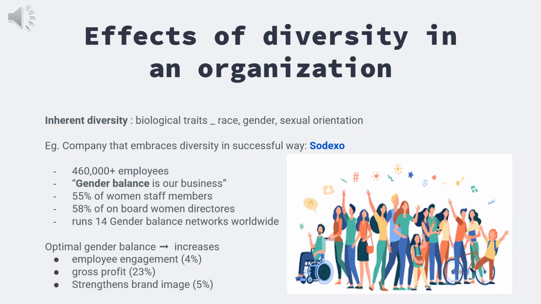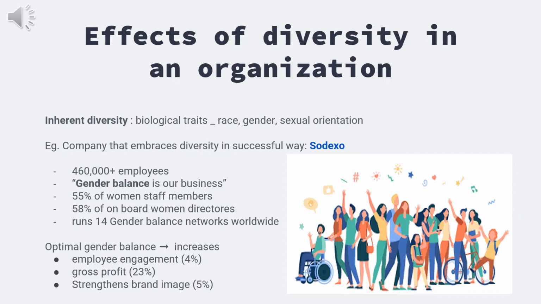An example of a successful company that is embracing diversity in a big way is a quality of life services company named Sodexo. This company consists of more than 460,000 employees. They showed their faith in valuing gender diversity, which they persist in by stating that gender balance is our business. 55% of all staff members in Sodexo are women, 58% of the members on the board of directors are female, and the company also runs 14 gender balance networks worldwide.